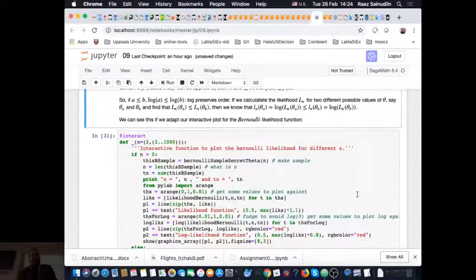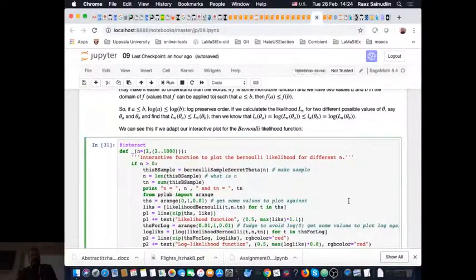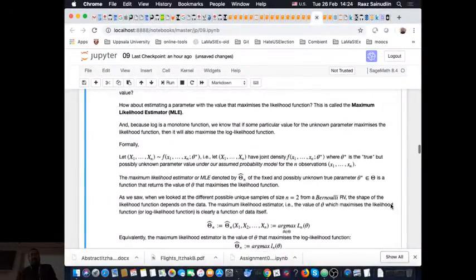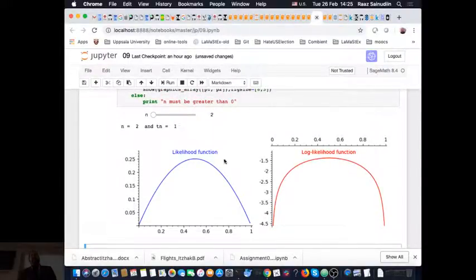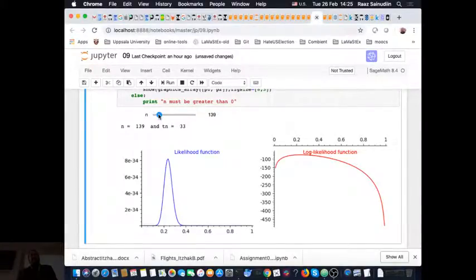Okay, let's do an interactive now. Let's look at the same likelihood function on the left for some sample size, and the log likelihood function on the right. Let's increase the sample size. It's hard to see now, but look, the logarithm is now in negative 100 units. This guy is like 8 times 10 to the minus 34. This is some probability space. Products of probabilities between 0 and 1 will get smaller and smaller when we move to the log scale.